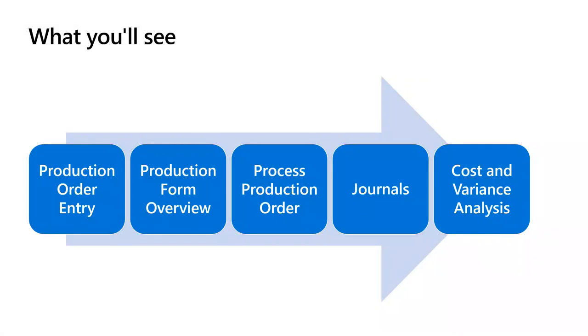Now that we've seen the setup of bill of materials, routes, and resources for manufacturing a pillow, let's go and manufacture some pillows. First, I will show you what production order entry entails, then go over the production order form overview, process a production order, which will result in a pillow being added to inventory, and follow it up with journals that are available and look at some of the costing capabilities. Now I'm going to jump into the software.